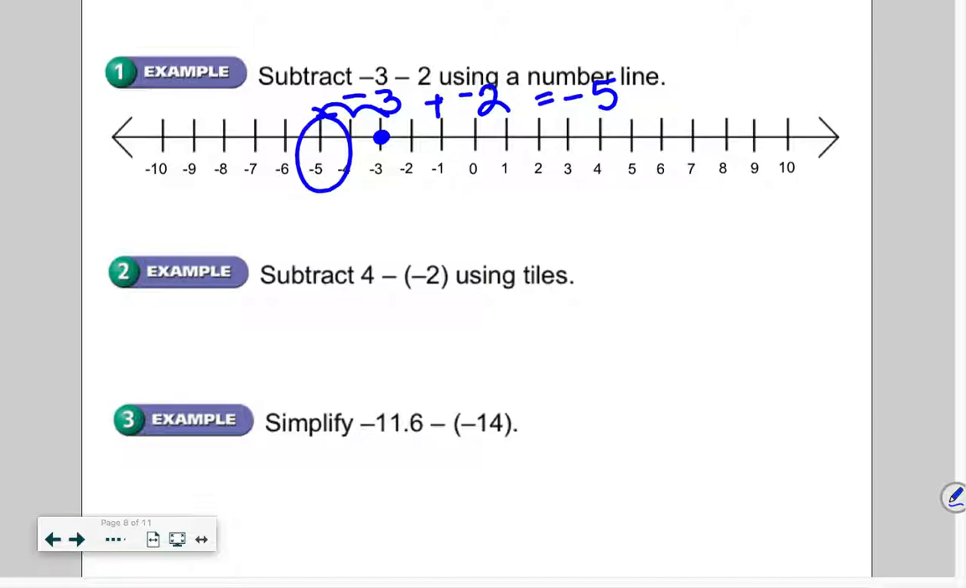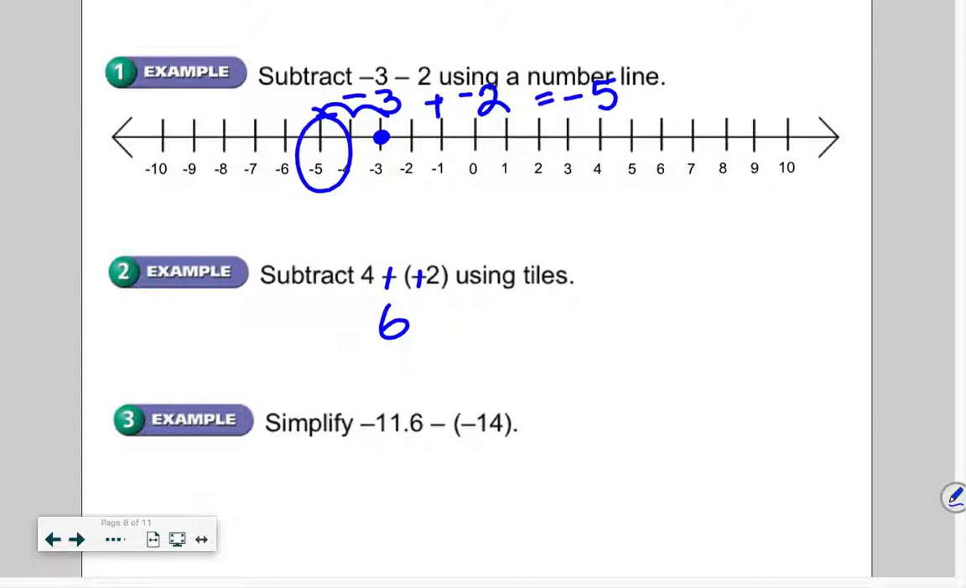Example 2, subtract 4 minus -2 using tiles. We're not going to pull out the tiles today. What is our rule we need to remember? Good, so it becomes an easy question then. 4 plus 2 is the same thing as 6.